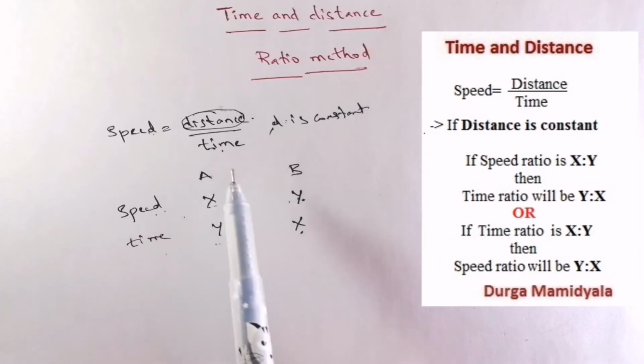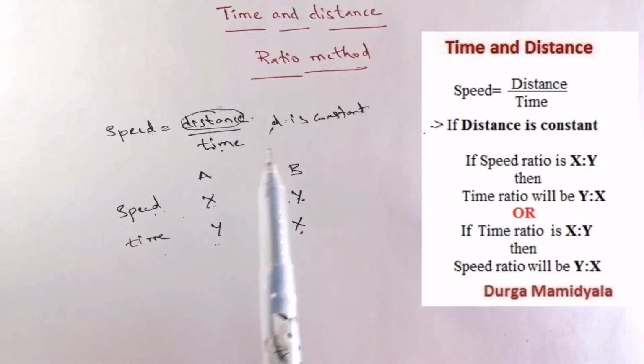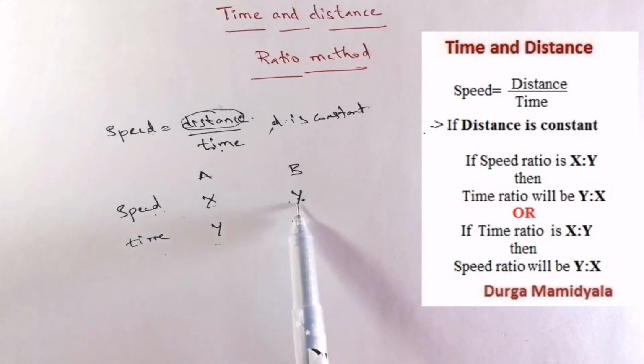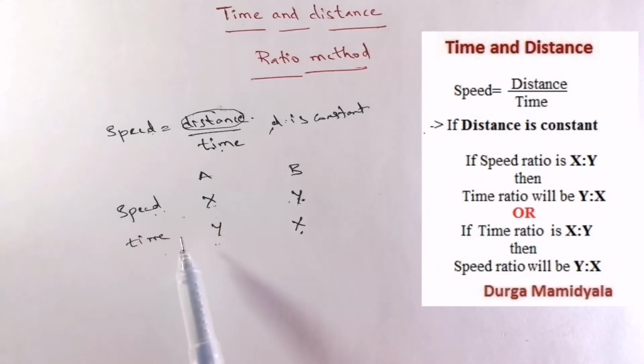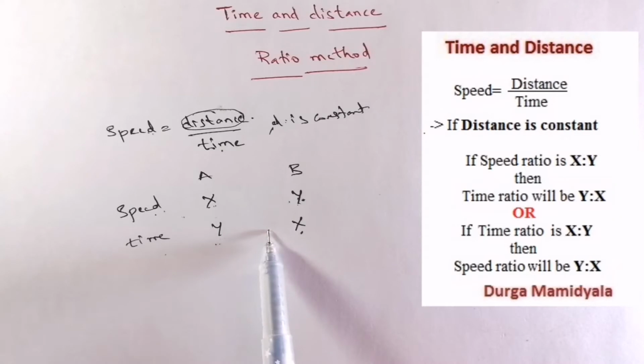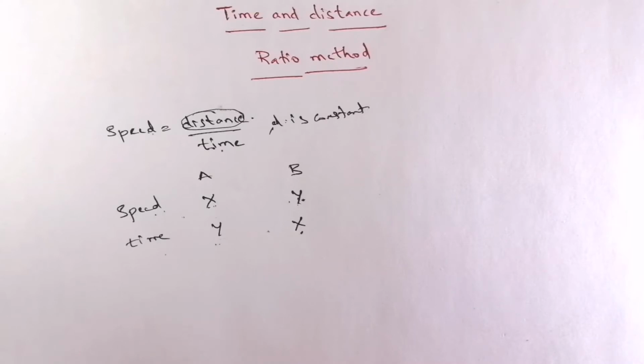What is the formula? When d is constant, suppose the distance is constant, then if the speed ratio is x is to y, automatically you have to take the inverse ratio for the time. That is, the time ratio will compulsorily be y is to x. So this you have to remember, right? Let's move to another formula.